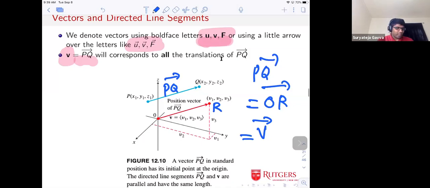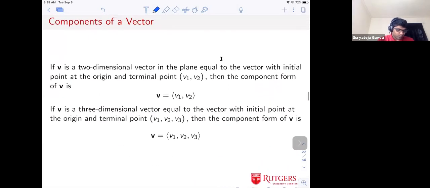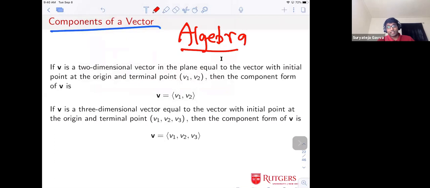Okay, so now let me move on. This is the way of giving components. So we saw what vectors are geometrically. Now this is algebra. You want to understand vectors algebraically. So how do I represent a vector algebraically?